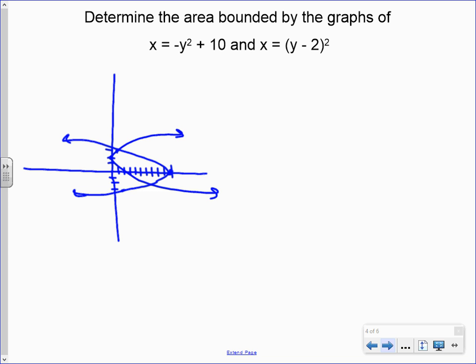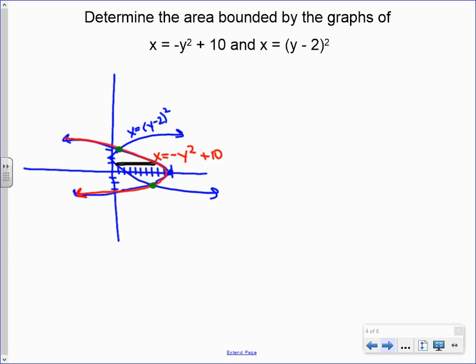What kind of rectangles do we want to draw in there? Neither. Okay, we want horizontal. Okay? The function on the right is, and maybe I should put it in red here, the function on the right is always x equals negative y squared plus 10. The function on the left is always x equals y minus 2 squared. Okay? Only thing we have to determine are the points of intersection.